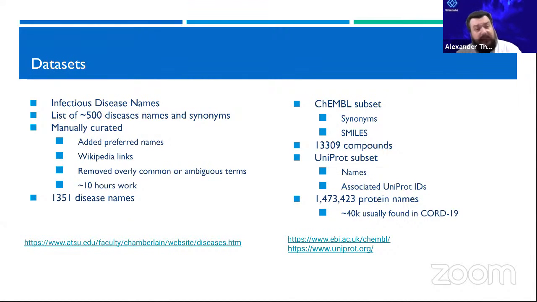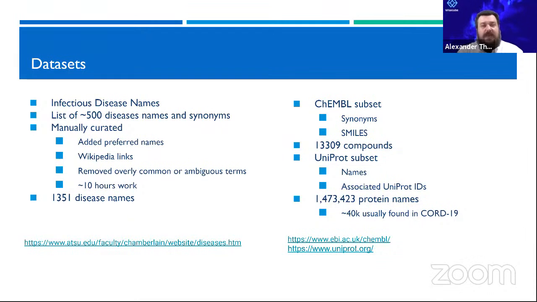And I added some Wikipedia links, and I removed ambiguous terms. So for example, if there was an entry that just said something like fever, I would just remove that, because even if that is a synonym that sometimes people use for something, it's just too ambiguous to really use in entity extraction.